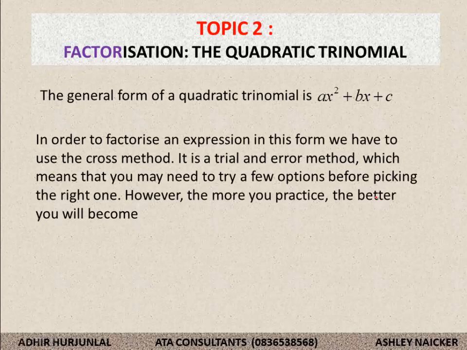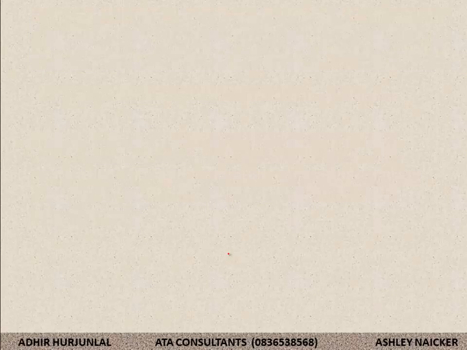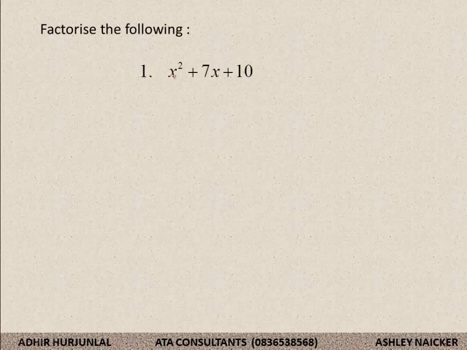In order to factorize an expression in this form, we have to use something called the cross method. The cross method is a trial and error method, which means that you may need to try a few options before picking the right one. However, guys, the more you practice, the better you would become. For the purpose of this video, I will be doing lots of writing. But nonetheless, guys, I hope you are able to understand it.